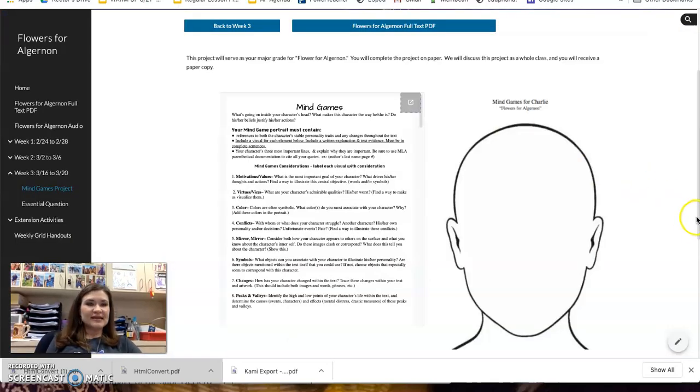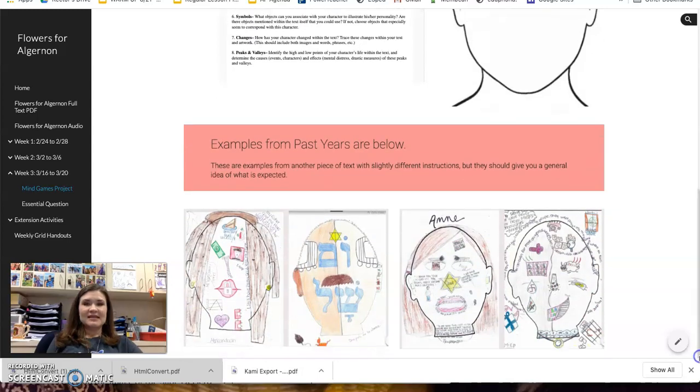Hopefully that should help you understand these examples down here at the bottom. These are examples from Anne Frank, so they do not go hand in hand with Flowers for Algernon, but they're just a visual so that you can see that it does not have to end up looking like an actual face. It can be really creative how you incorporate everything.